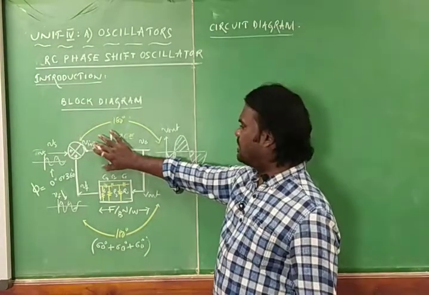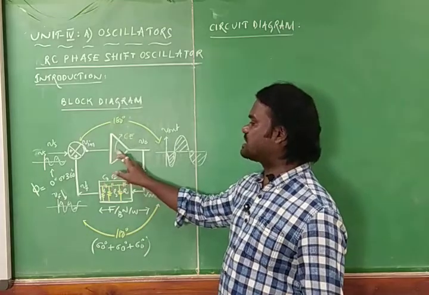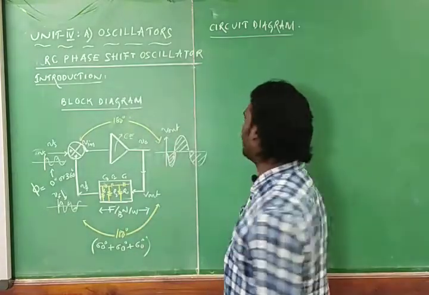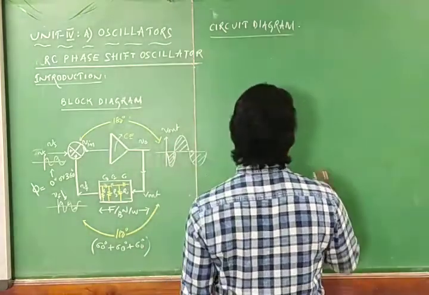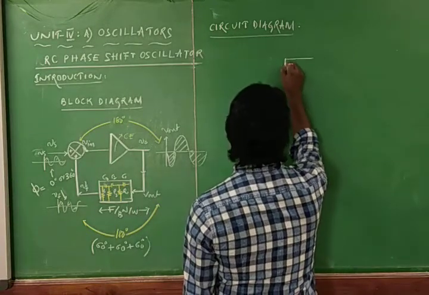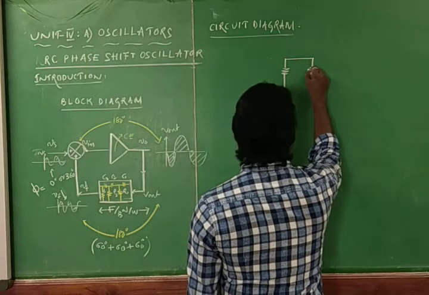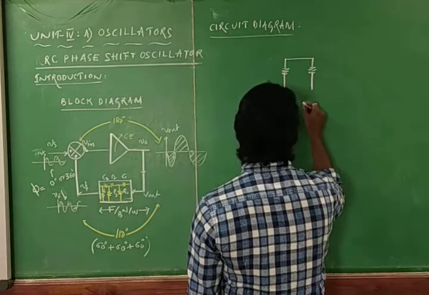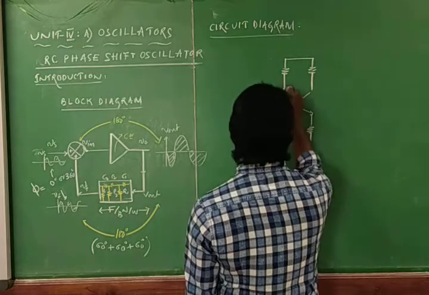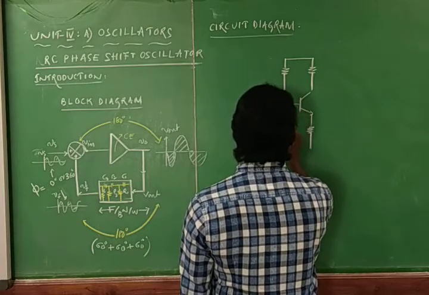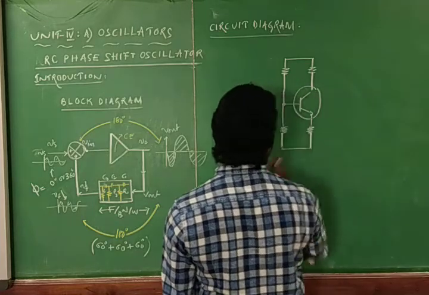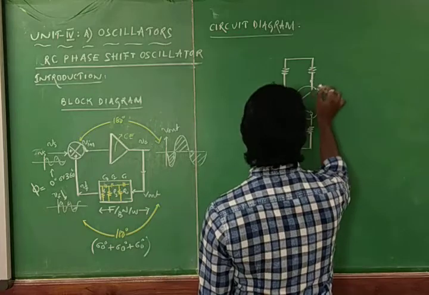Here this is the amplifier section. I am going to replace this amplifier section by its circuit diagram, and the remaining thing will be the same. So I am going with the RC phase shift oscillator, and I am going to replace the CE amplifier with its circuit diagram, and this CE amplifier circuit diagram is the same for all the oscillator circuits. CE stands for common emitter amplifier, which is the most widely used amplifier among all the amplifiers. Here we are using the NPN transistor.